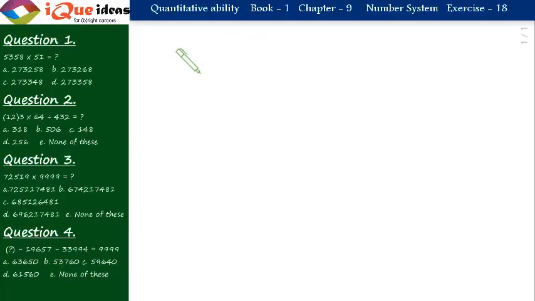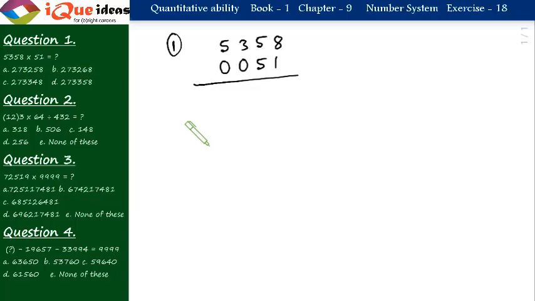Now let's take up questions from exercise 18, question number 1. It says 5358 multiplied by 51, right? So we'll apply the column method and we put 0 and 0 in the front, and then we start from the last column and we keep an eye on the options. Okay, why? I'll come to know in some time.